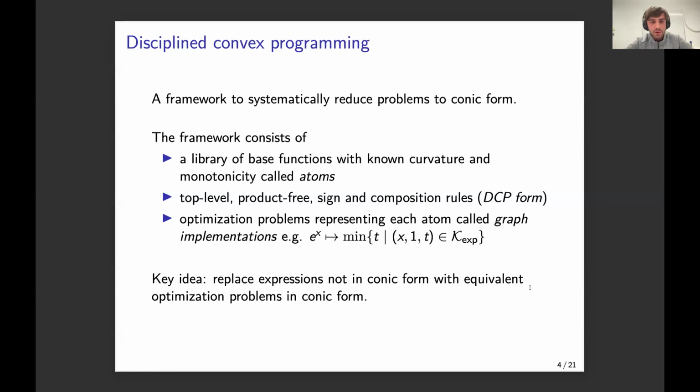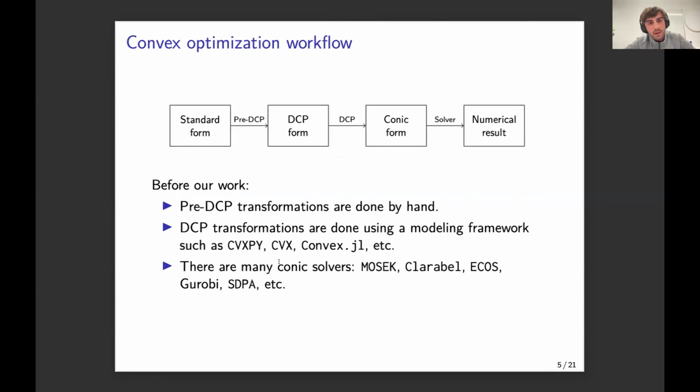And then for every function, we associate the graph implementation, which is essentially a mini optimization problem that represents it. For instance, e to the x can be represented by minimizing this t subject to this constraint in the exponential cone. The key idea is that every time I find e to the x in my standard form convex optimization problem, I'm going to introduce a new variable t, replace it, and add a new constraint in the exponential cone.